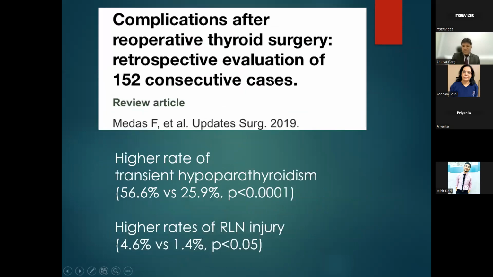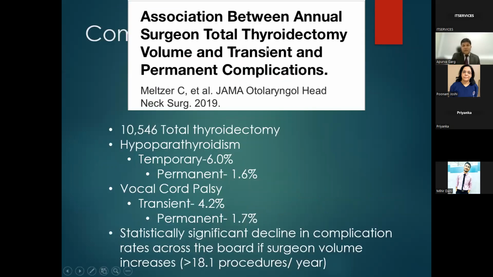Next study is total thyroidectomy volume and transient and permanent complications. So in 10,000 total thyroidectomy patients, hypoparathyroidism was temporary in 6% and permanent in 1.6%. And vocal cord palsy was transient in 4.2%, but permanent in 1.7%. So there is statistically significant decline in complication rate across the board if surgeon volume is high.